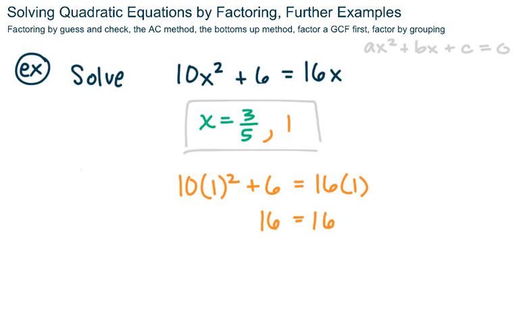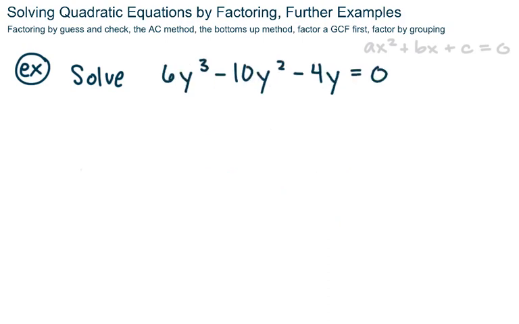I'm going to do one third example in here. For this third example, we're asked to solve 6y cubed minus 10y squared minus 4y is equal to 0. Now you may be looking at this and saying, well, Ms. Stein, this is a cubic equation and we're learning how to factor and solve quadratic equations.